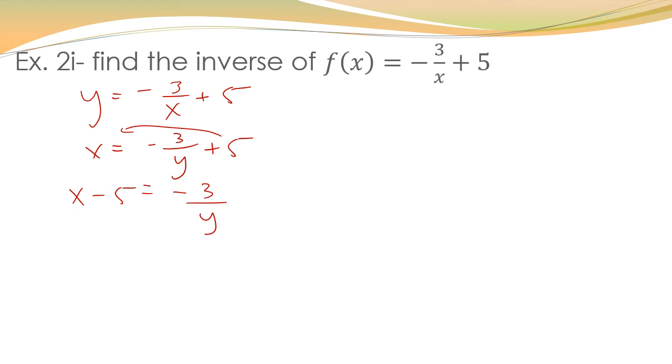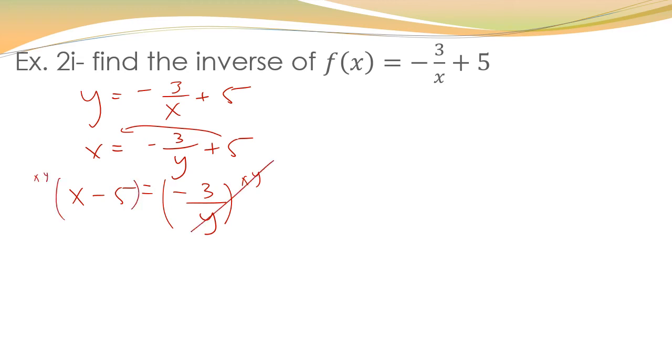Now this is weird. How do I get that y off the bottom? How do I get it out of the denominator? Well, we can still cross multiply. Like if we had a number on the bottom, we would multiply both sides by that number. Just because we have a variable on the bottom doesn't mean we can't do that. So if we multiply both sides by y, those cancel.